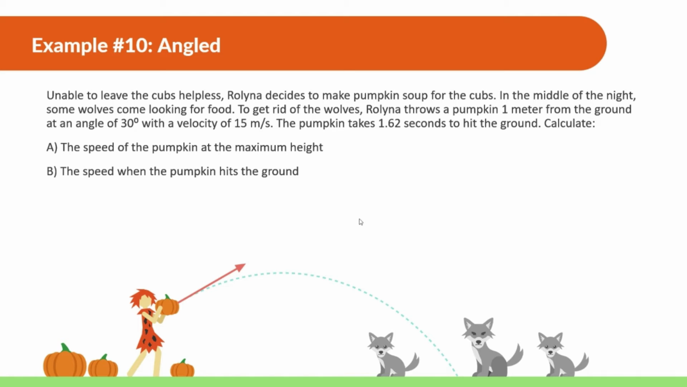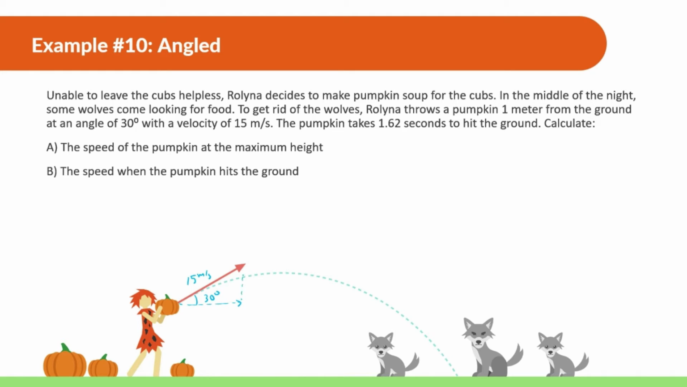So you guys should be able to do part A on your own. I would highly suggest pausing it and try and do that. But I'm going to do a few things here. I'm going to draw out this problem a little bit easier, and then let's do a few things. So Rolina here is throwing this out at 15 meters per second. She is throwing it at an angle of 30 degrees.